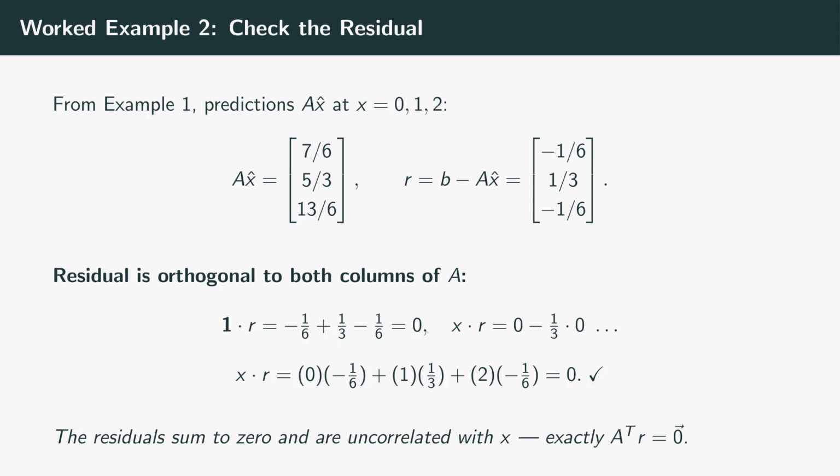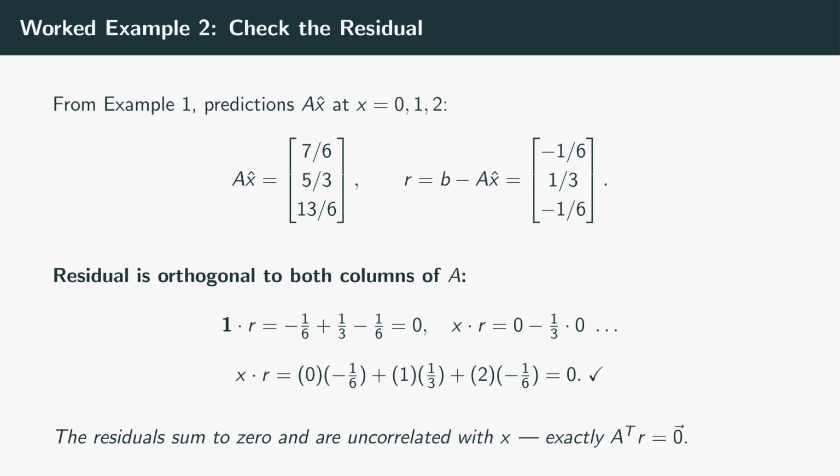Now the check you should always run. Take the best fit line from the last example and compute what it predicts at each x. At x equals 0, it predicts 7/6, at x equals 1, 5/3, at x equals 2, 13/6. Subtract these predictions from the actual y values to get the residual vector, -1/6, 1/3, -1/6. Now verify that this residual is perpendicular to both columns of A.